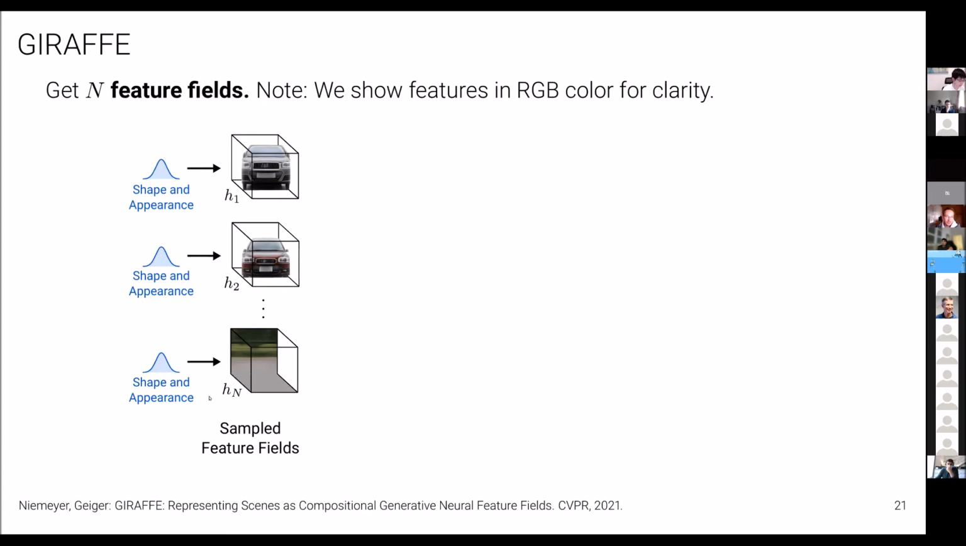As a note here, what we show is RGB colors. So this might be a bit confusing, but it's just easier to visualize the colors rather than the features. So what you see here is colors, but what you need to think is features. So these are the sampled feature fields.